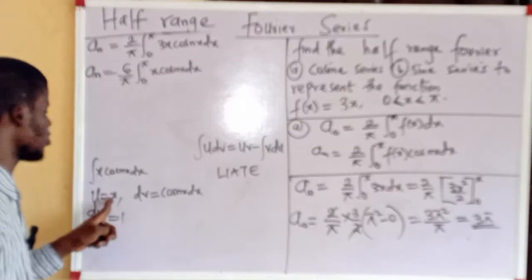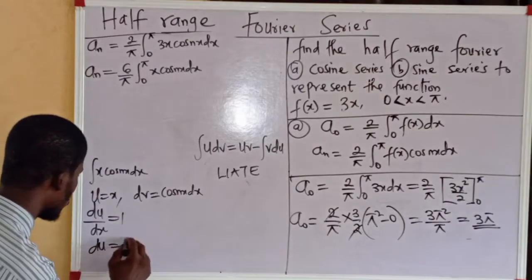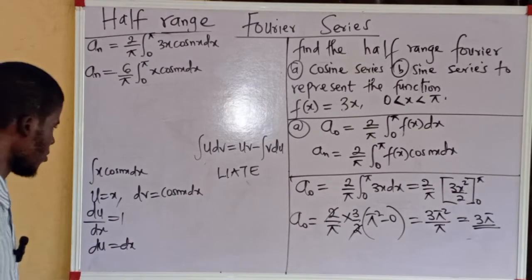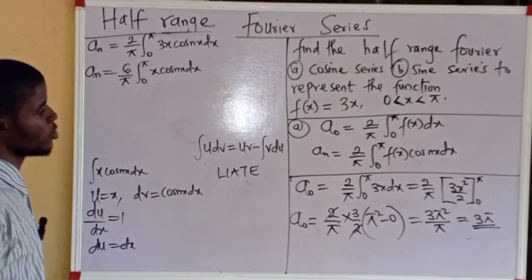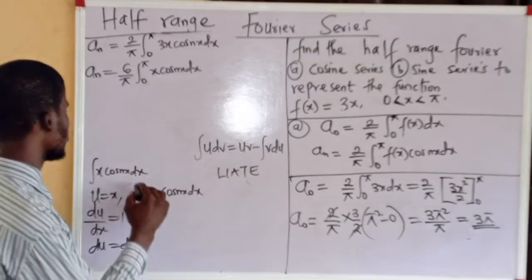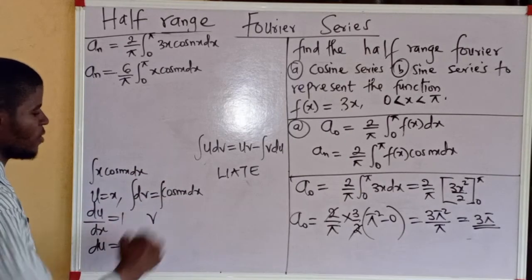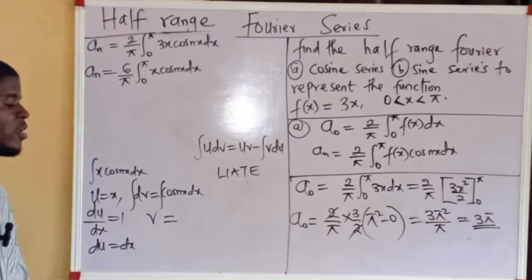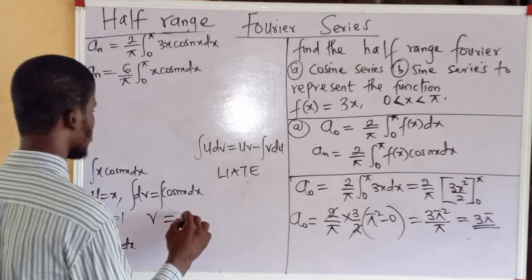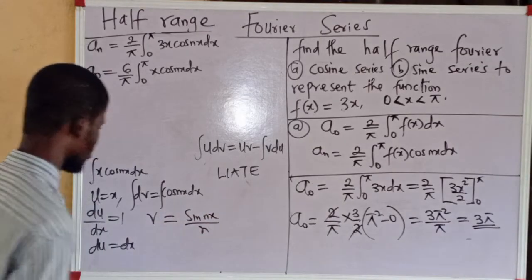Differentiating x with respect to x is going to produce 1. That means du is equal to what? dx. Let's come to this place now. To get v, because we need v, we are going to integrate both sides. The integral of dv is v, equal to the integral of cos nx dx, which is sine nx over n.